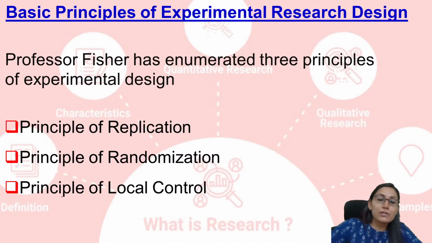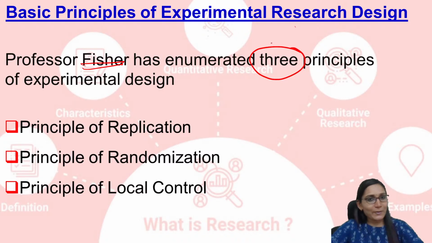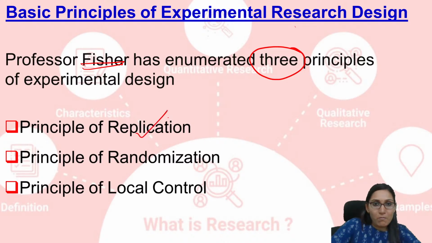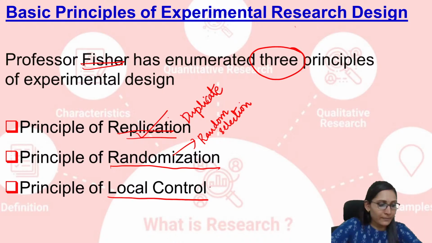Now, the basic principles of experimental research or research design. Professor Fisher has enumerated 3 principles of experimental design. So, these are the 3 principles which have to be followed for conducting experimental design. Principle of replication. Replication means replicate or duplicate. Principle of randomization, that is random selection. Third is principle of local control. So these are the 3 basic principles of experimental research design.